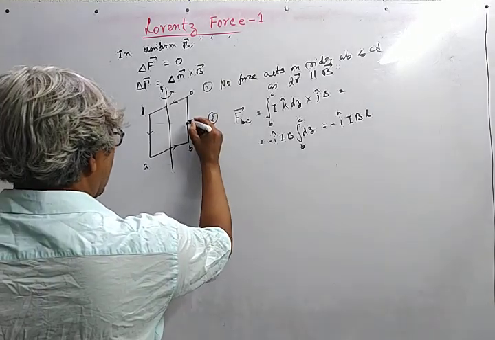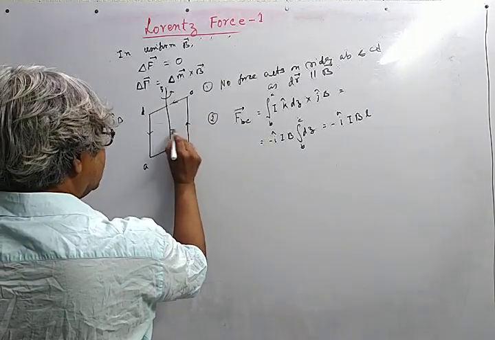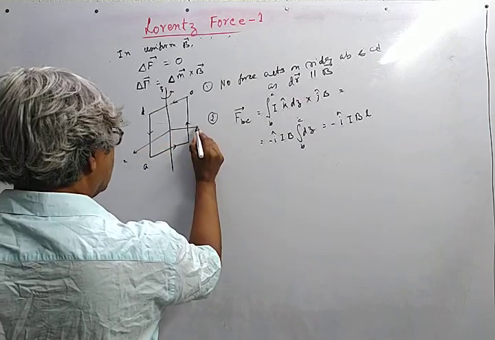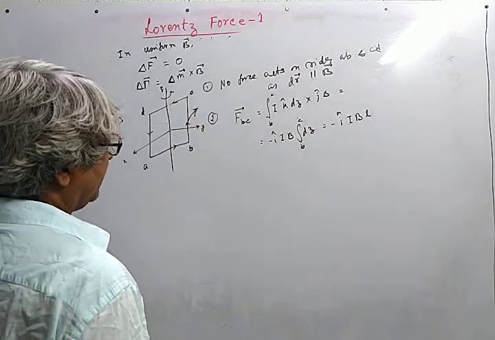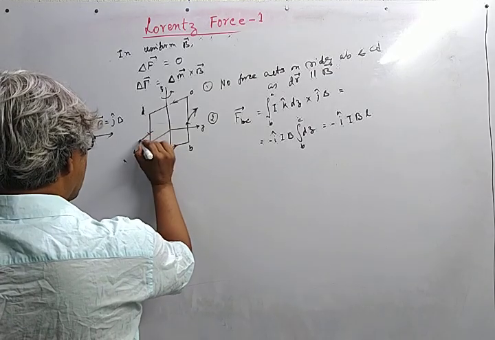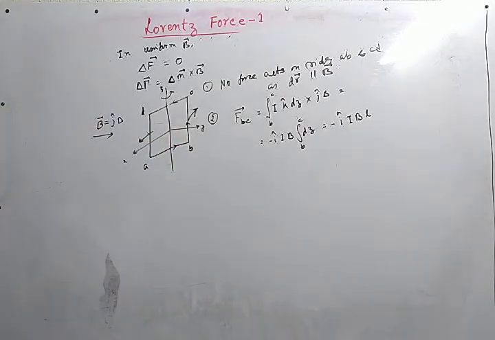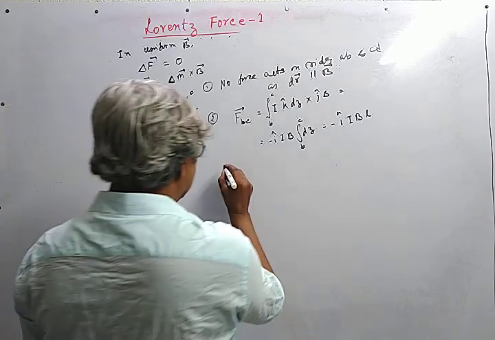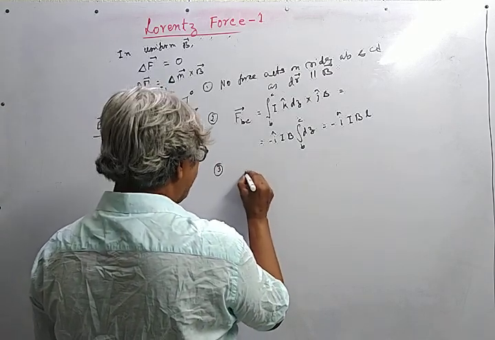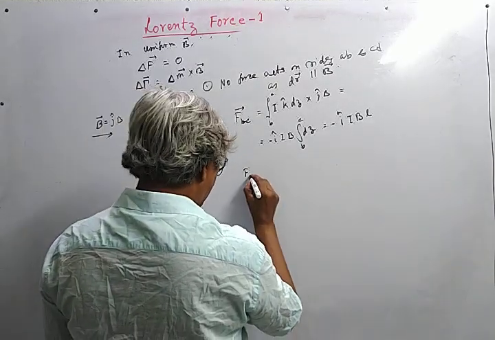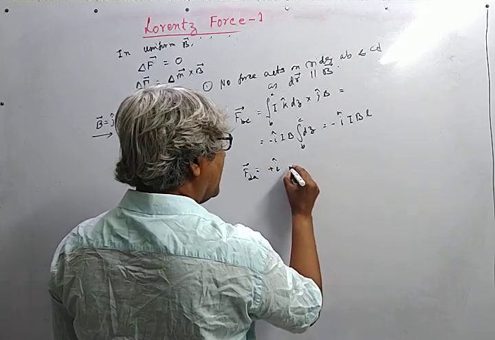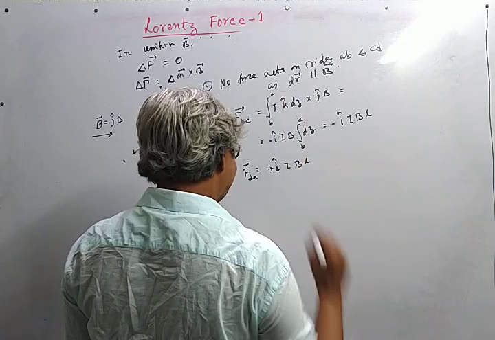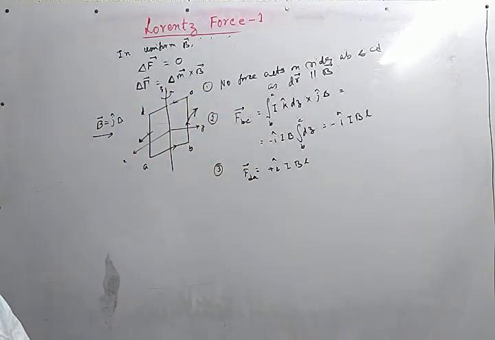So the force is along, if we consider this is the y direction and this is the x direction, then the force is on the negative x-axis. Similarly, on this side the force is along the positive x direction. So the force dF is equal to plus i cap IBL. So the forces are equal and opposite. So the net force that acts on the loop is 0, but a torque acts on it.